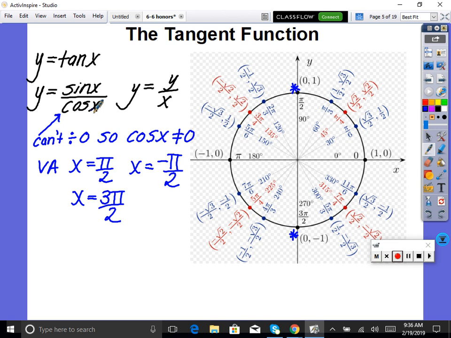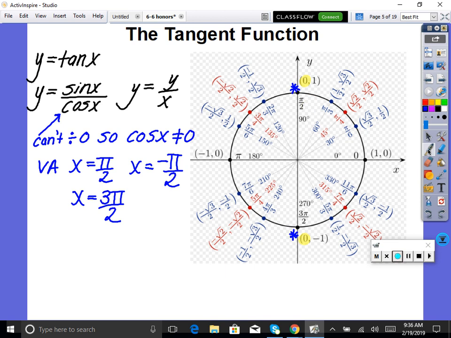Now, because cosine can't be 0, just a reminder, if we look on the unit circle here, cosine is the x value. So if you look, the x value is 0 there and there. That's where cosine is 0. Does everybody agree? So that's where there's going to be asymptotes. We cannot calculate the cosine at pi halves. Agreed? Because it's on the bottom.